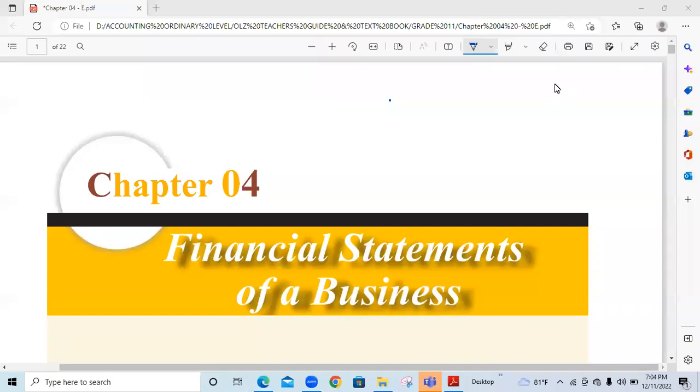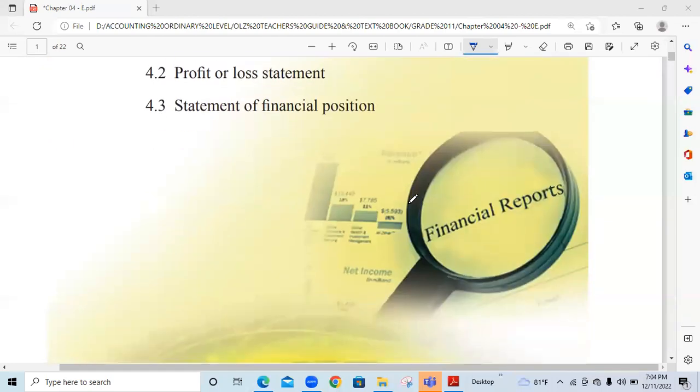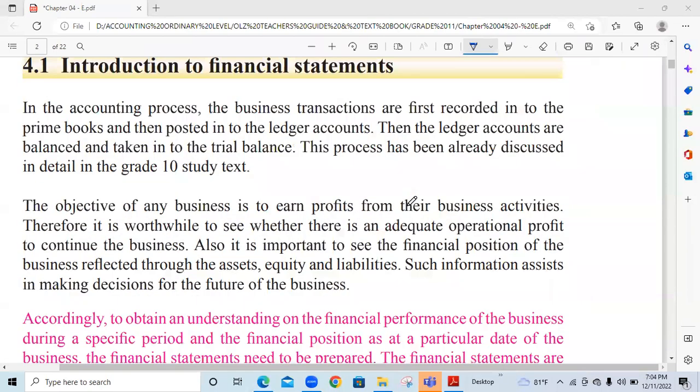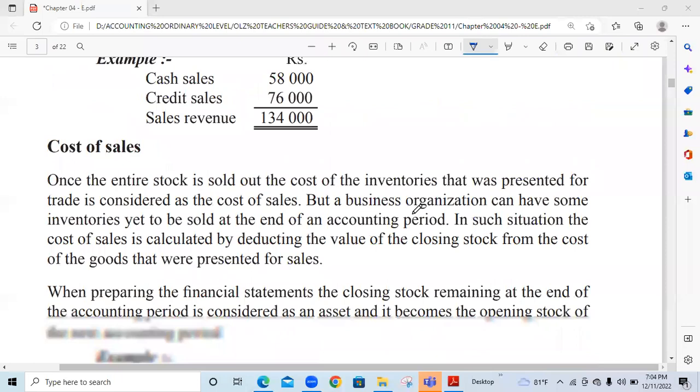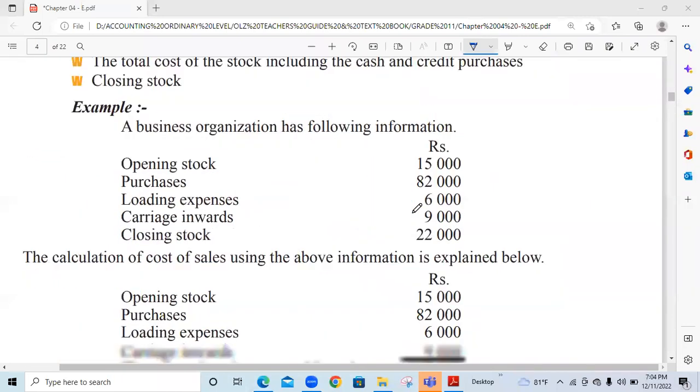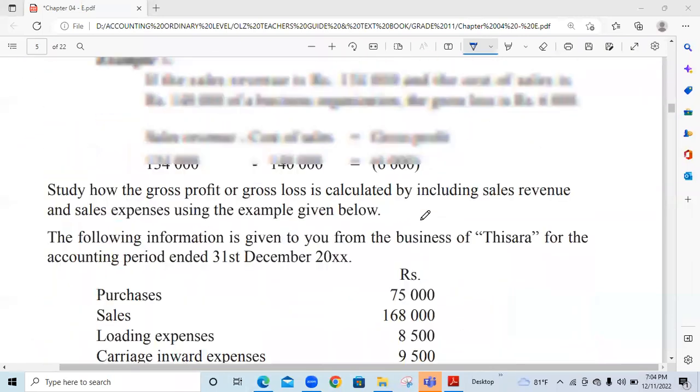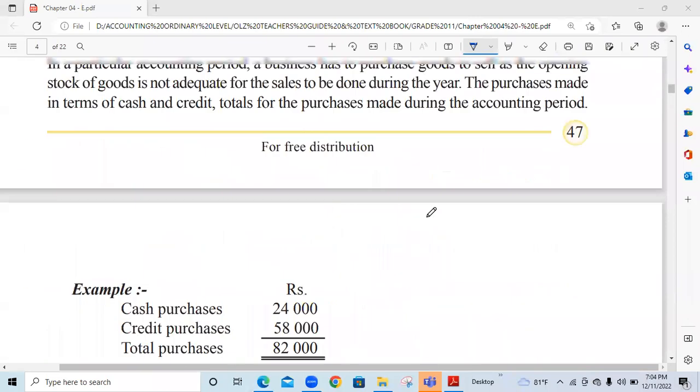Okay, guys. So let's start grade 11 first accounting chapter. That's financial statements of a business. Today that's my focus. I'll try my best to finish whatever I can within these hours. Maybe I can finish up to the trading account.